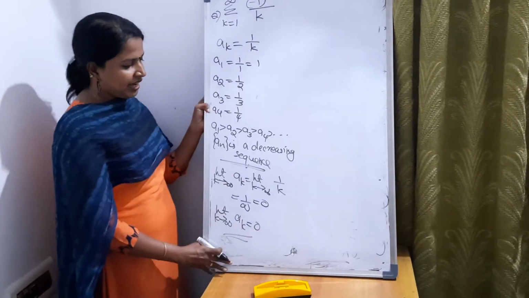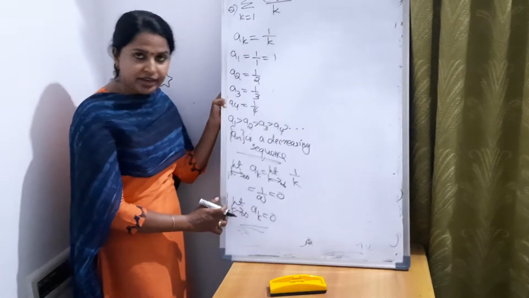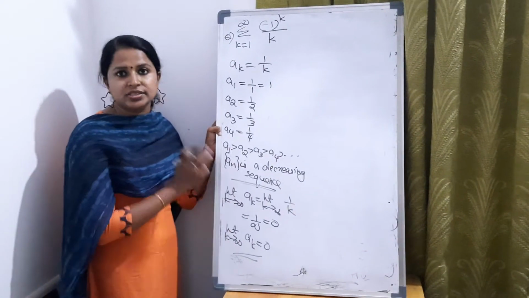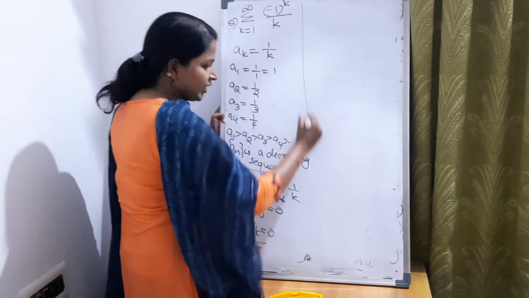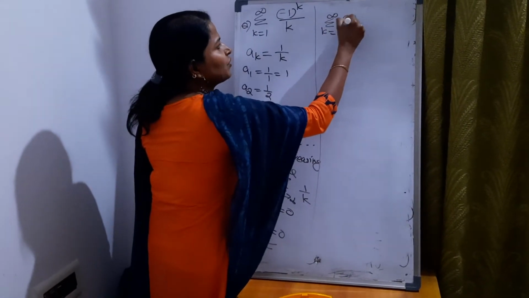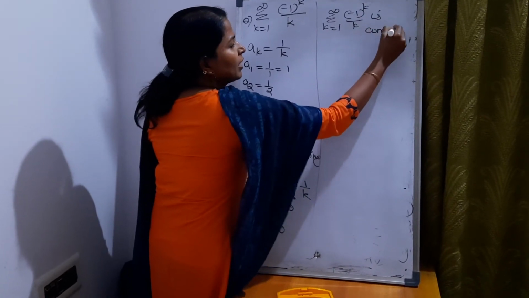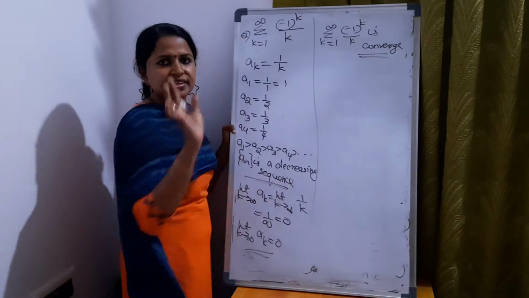The first condition is that a_n is a decreasing sequence. The second condition is that the limit as k tends to infinity of a_k equals 0. Both conditions are satisfied. So the series sigma k equal to 1 to infinity of (minus 1) raised to k by k converges. That is, the given series converges.